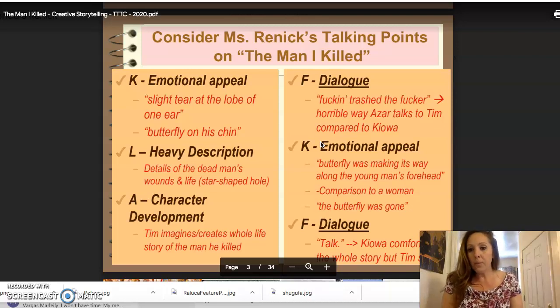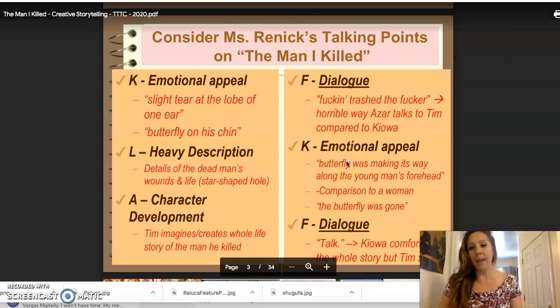And on the flip side, we have Kiowa, who just keeps talking to Tim. "Come on, man, it's okay. You had to do it, man." He just goes on and on and on. And the whole time, Tim is absolutely silent and won't respond. But that dialogue is really powerful in helping us understand what that scene is like.